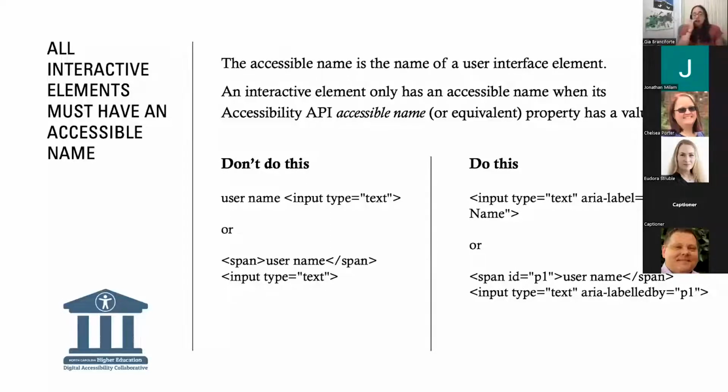So you have to actually add either an ARIA label that labels that input, or you need to create a relationship. So the first one, ARIA label, creates meaning. The second one creates relationship. Both of them add meaning though.